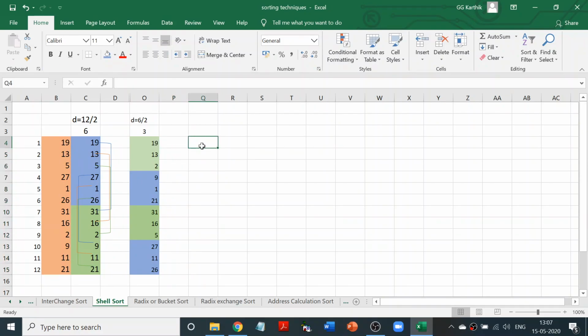Right, so 1 and 1 now, 19 and 9. So it's going to be 9 and then you have 19. Let us finish with this. 13 and 1. So 1 is here and 13 is going to be here. 2 and 21, no change. 2 and 21 is going to be here. So 31 and 27. So 27, 31. 16 and 11, 11 here, 16 here. 5 and 26, 5 here, 26 here.